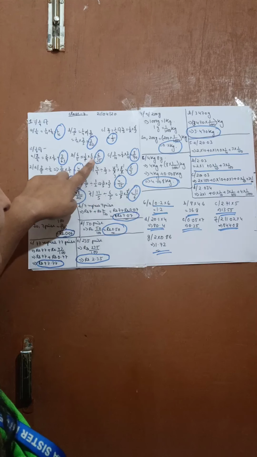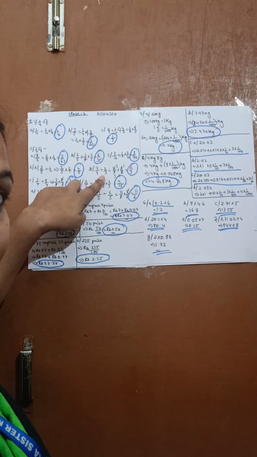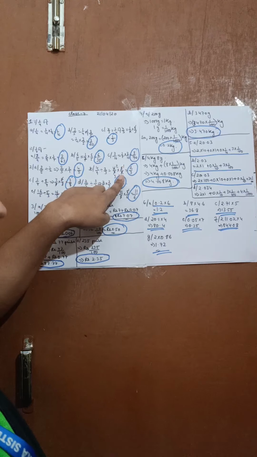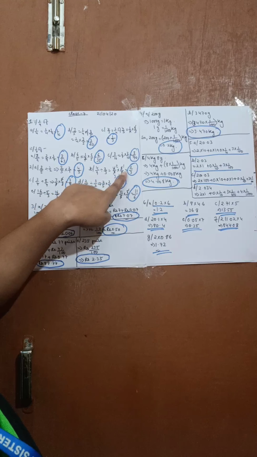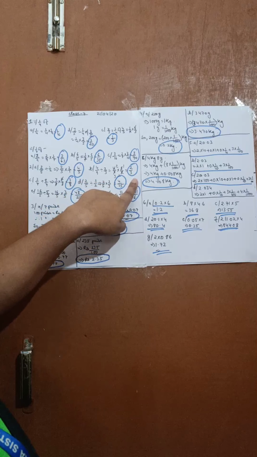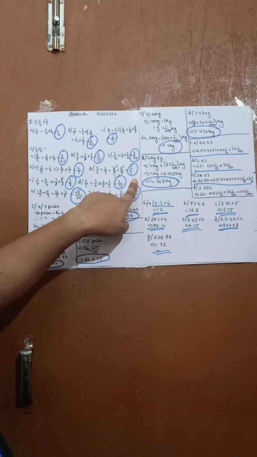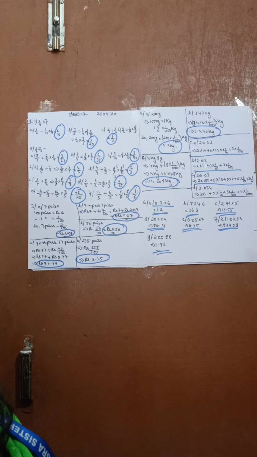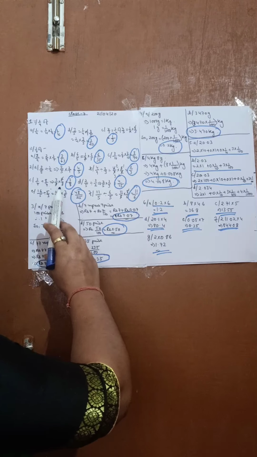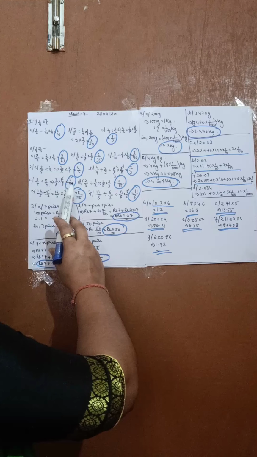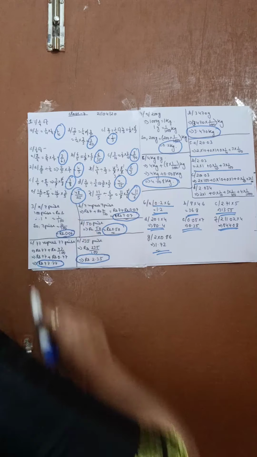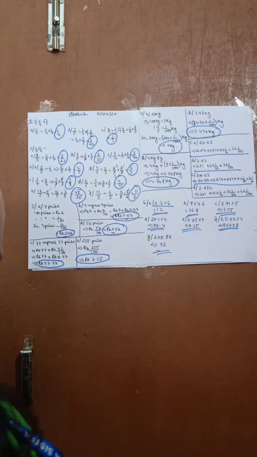Number B is 4 by 9 divided by 2 by 3, which is 4 by 9 into 3 by 2. So 3 ones are 3, 3 threes are 9, 2 twos are 4, 2 ones are 2. So answer is 2 by 3. So the answer of question number B is 2 by 3. Number C is 3 by 7 divided by 8 by 7, which is 3 by 7 into 7 by 8. 7 gets cancelled and the answer will be 3 by 8. So the answer of question number C is 3 by 8.